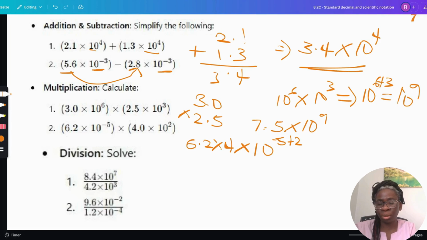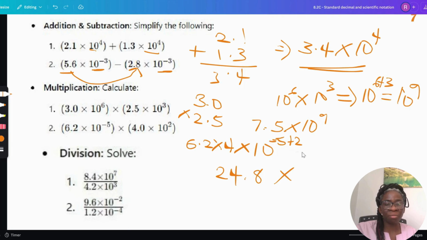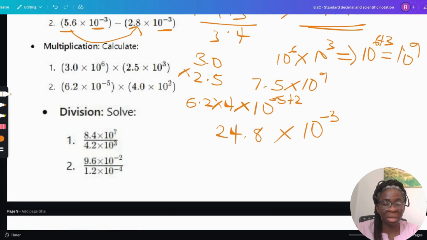So what is 6.2 times 4? 6.2, now pay attention. 6.2 times 4 would give 24.8 times, this one is negative 5 plus 2. That will be 10 power negative 3. Mind you, once you get 10 power negative 3 like this, look at this one. The decimal is not immediately after the first digit. So we still have to move the decimal.